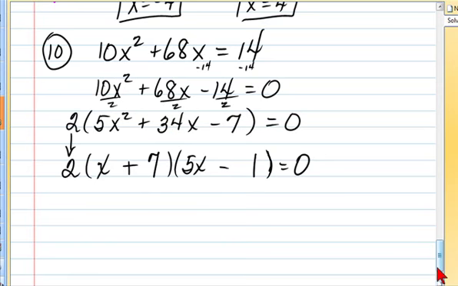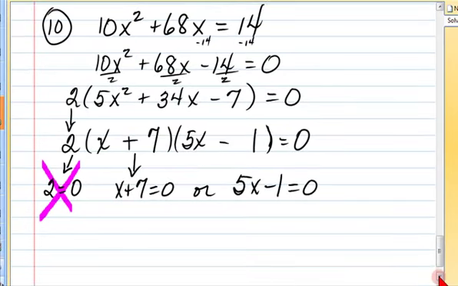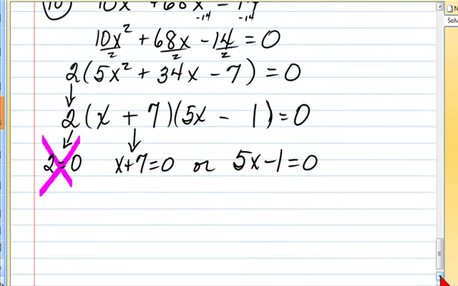Now, you've factored it. It's equal to 0. You're ready for the zero factor property. Can 2 equal 0? No, that was silly. Shouldn't have ever even written it down. But x plus 7 could equal 0, or 5x minus 1 could equal 0. For the first factor, that means x is negative 7.